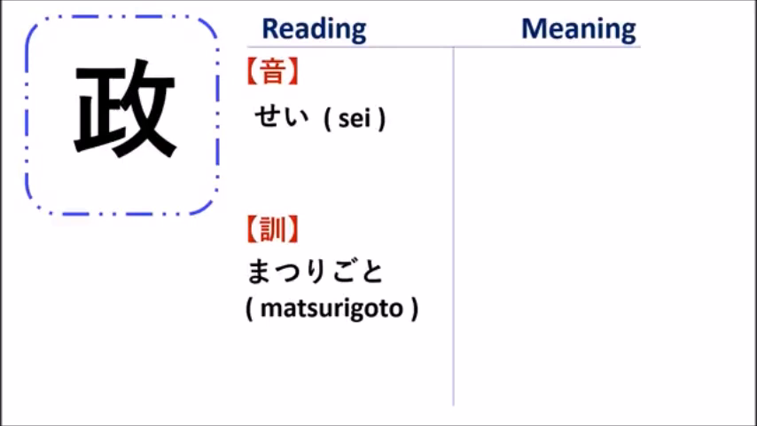The onyomi is the first one, which is read se. The onyomi is from the original Chinese reading, but the kunyomi is Japanese reading, so you have to remember. The meaning is politics or government, for the kanji of se or matsurigoto.